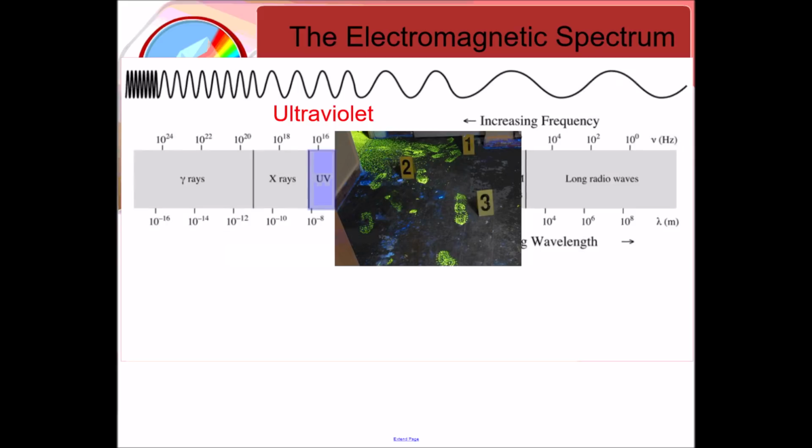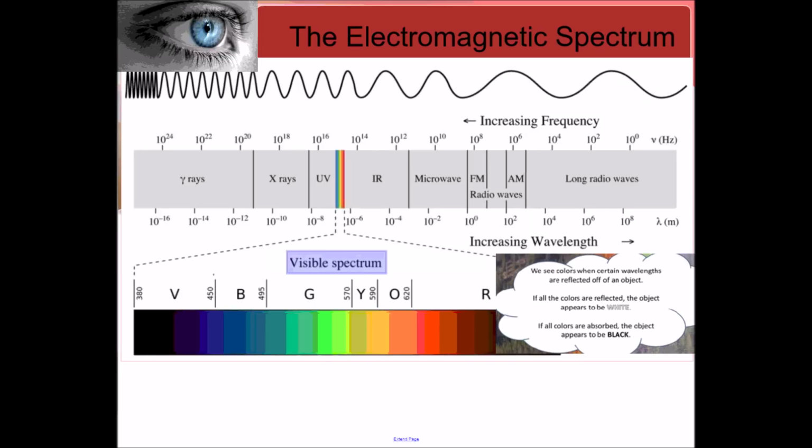ultraviolet, or UV, used in tanning beds, and forensic scientists use them to detect blood and other bodily fluids at a crime scene. Visible: our eyes detect light in the visible light range. We see colors when certain wavelengths are reflected off of an object. If all the colors are reflected, the object appears to be white. If all the colors are absorbed, the object appears to be black.